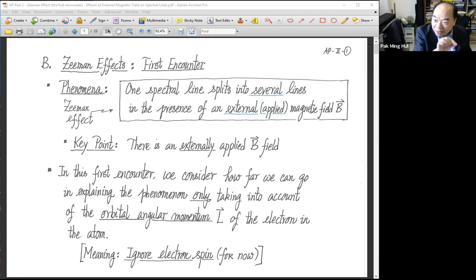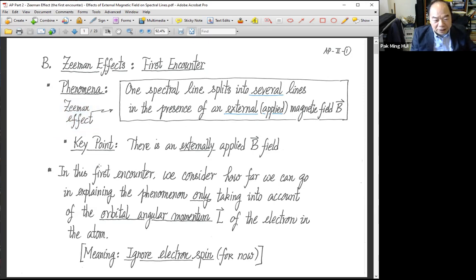Under an applied magnetic field, all this splitting of a spectral line into several are collectively called the Zeeman effect. Okay, so at this point, I defined the phenomena. The next thing is, why so? Can we explain at least a little bit of this Zeeman effect?